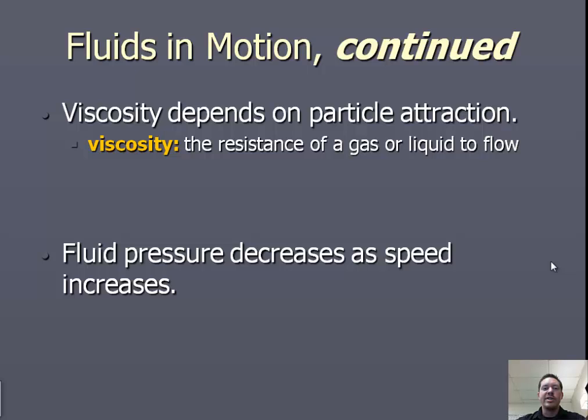Fluid pressure decreases as speed increases. So we can think about water in a pipe. As the water is moving faster through the pipe, there's less pressure of that fluid on the pipe itself. And we call this Bernoulli's principle.